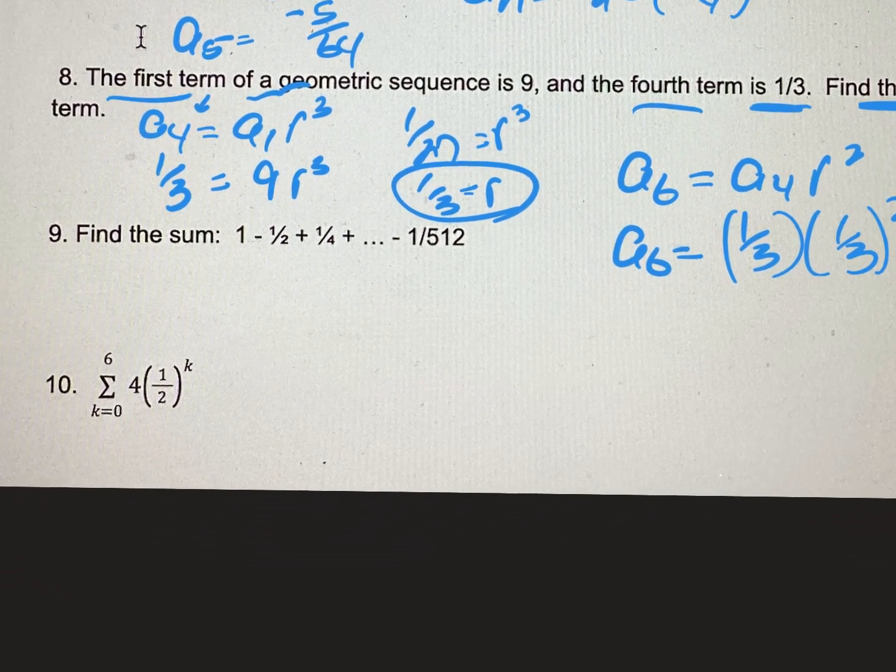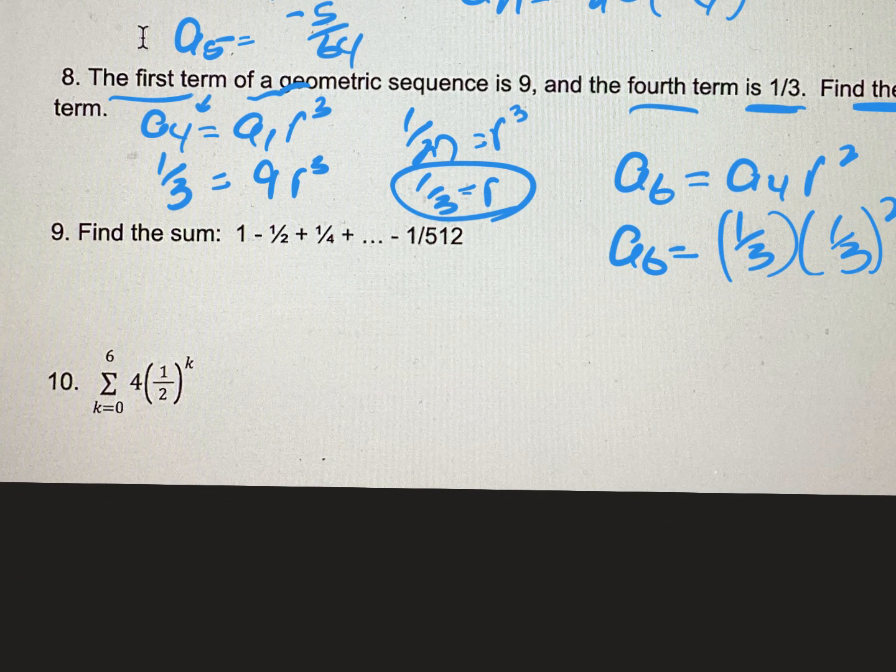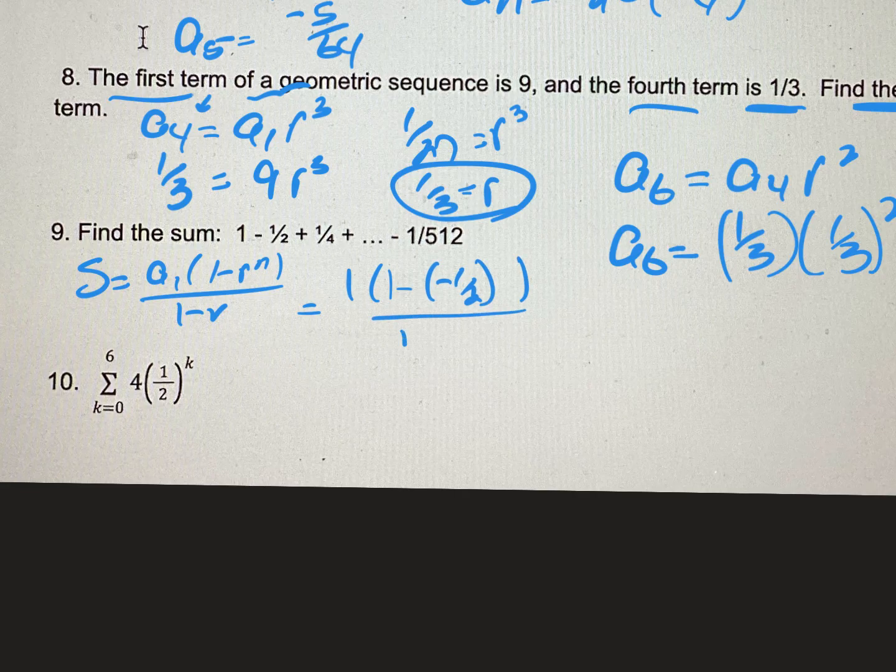All right, number 9 says find the sum. The way you find the sum of the geometric is you need this right here. The formula is the first term times 1 minus R to the n over 1 minus R. And here's what I know. I know the first term is 1. I know what R is. I can tell by looking the R is -1/2. You should use parentheses there. What I don't know is my n. I need to figure out what my n is.